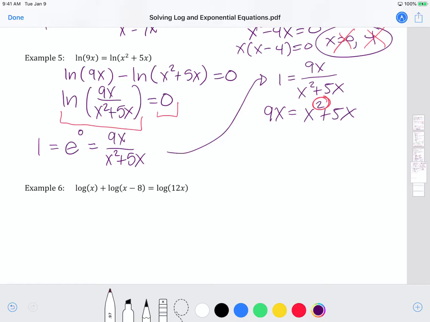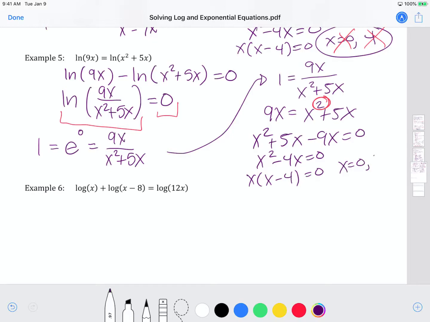So when I subtract 9x from both sides, I get x squared plus 5x minus 9x is equal to 0, which gives me 5x minus 9x. When I combine that, that gives me a minus 4x. And this factors nicely. I get x is 0 or x is 4. So we have to check them though.